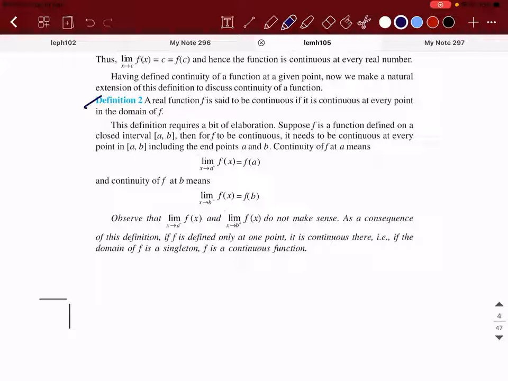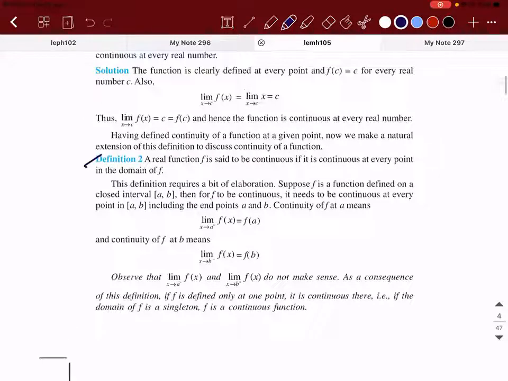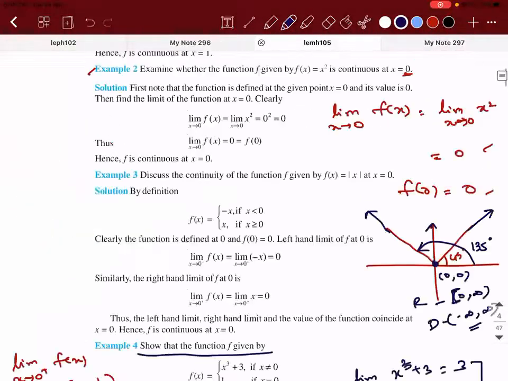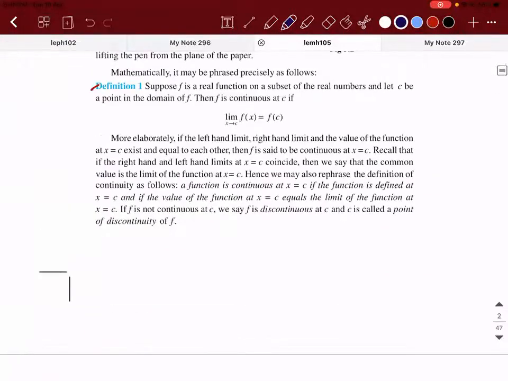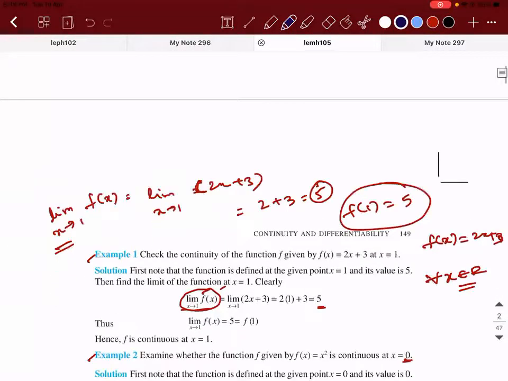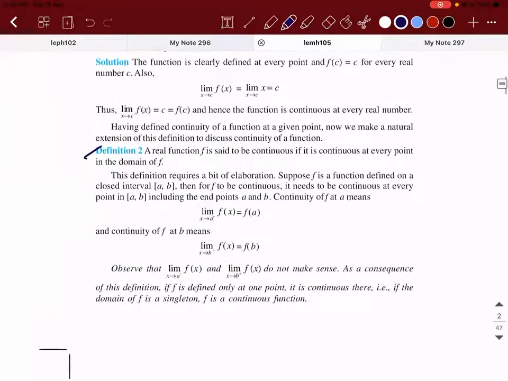If you see definition 1, what is the statement? A real valued function f is said to be continuous. Read the statement. The function is said to be continuous at point C. Read the last statement. So the function f is continuous at C. So C is one of the points in the domain. But whereas definition number 2 is also speaking about continuity, but what difference are they bringing in?